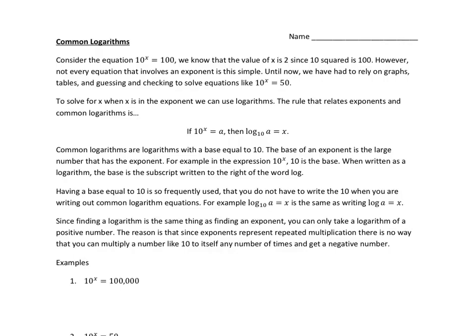Since finding a logarithm is the same thing as finding an exponent, you can only take a logarithm of a positive number. The reason is that since exponents represent repeated multiplication, there's no way that you can multiply a number like 10 to itself any number of times and get a negative number. Alright, let's look at some examples.